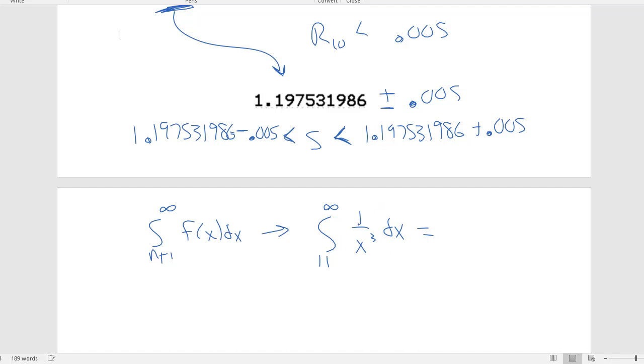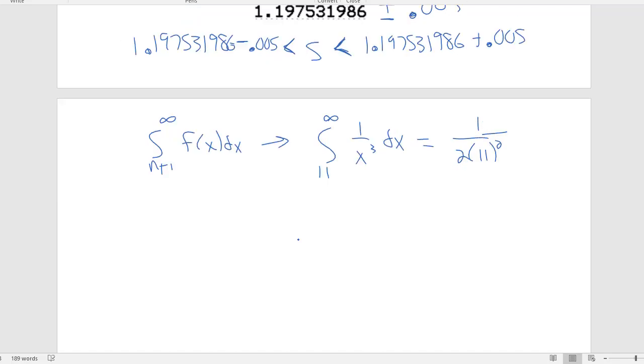Again, we already know how to evaluate this integral. It's going to be 1 over 2 times 11 squared. So if I'm using the sum of the first 10 terms, the error, or the remainder from the sum of those n terms, is at most the integral from 10 to infinity of 1 over x cubed, and at least the integral from 11 to infinity of 1 over x cubed.